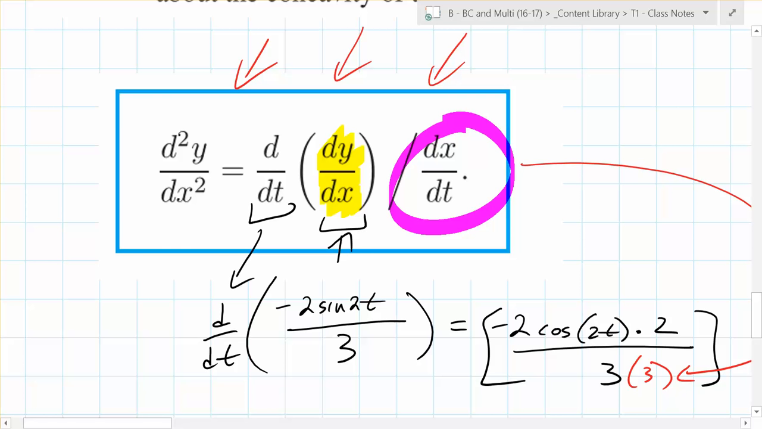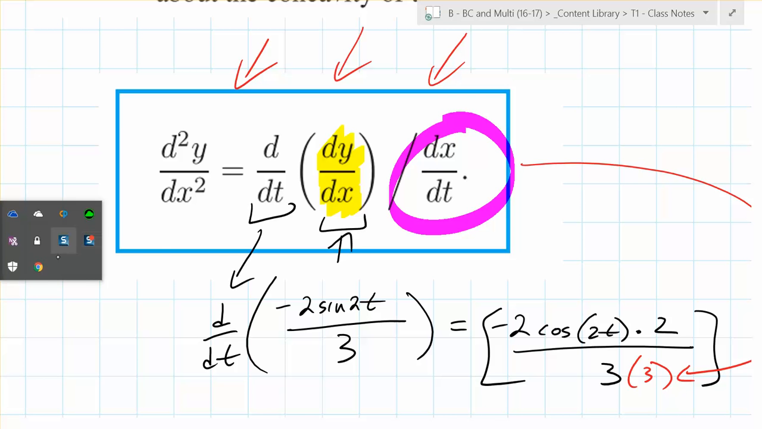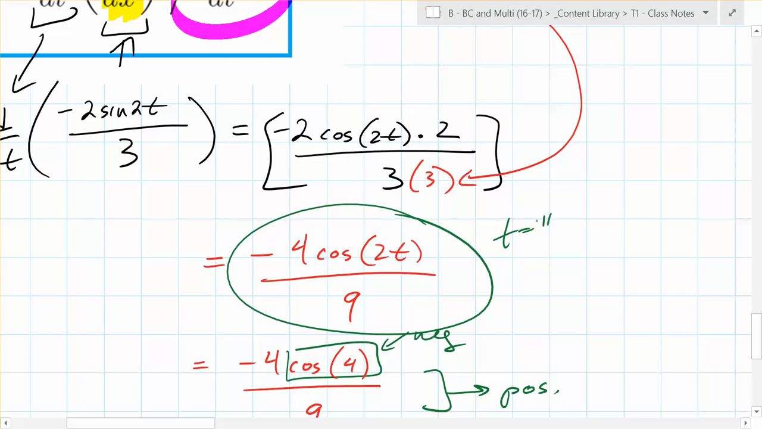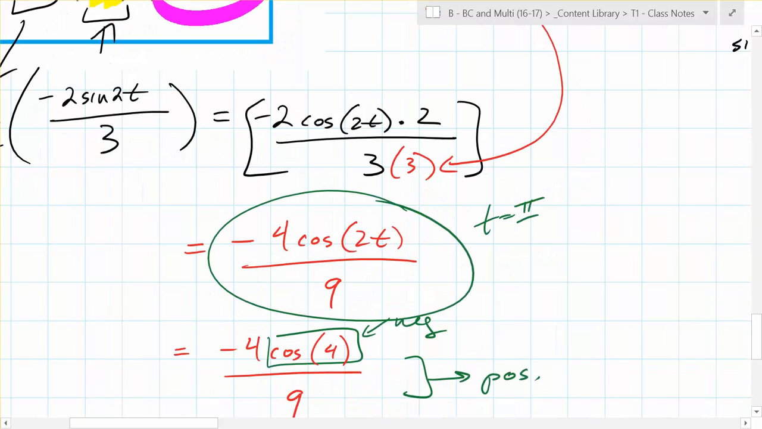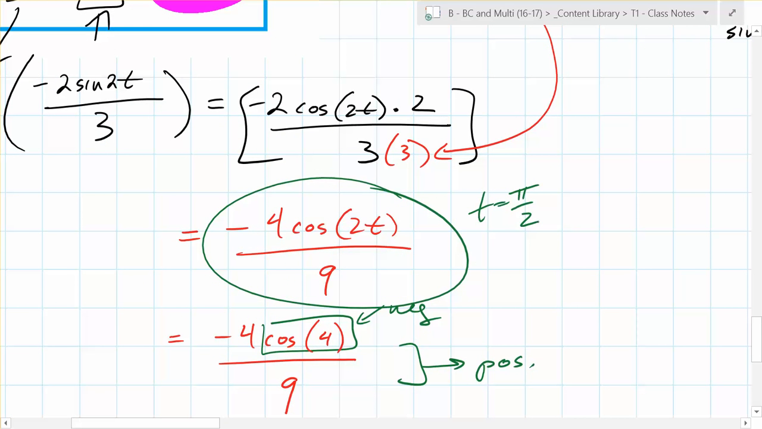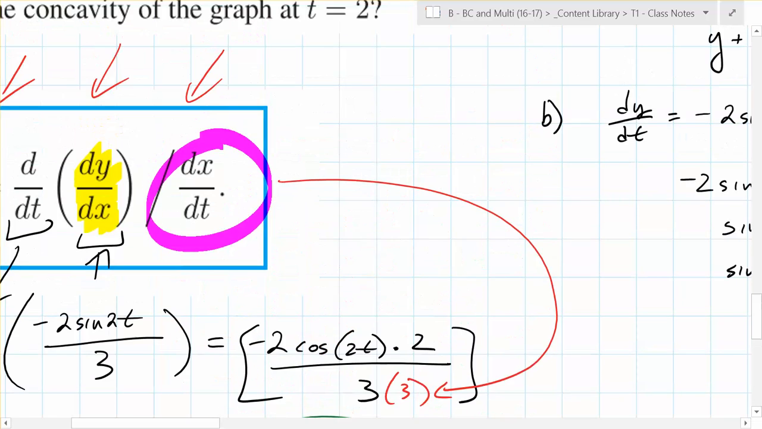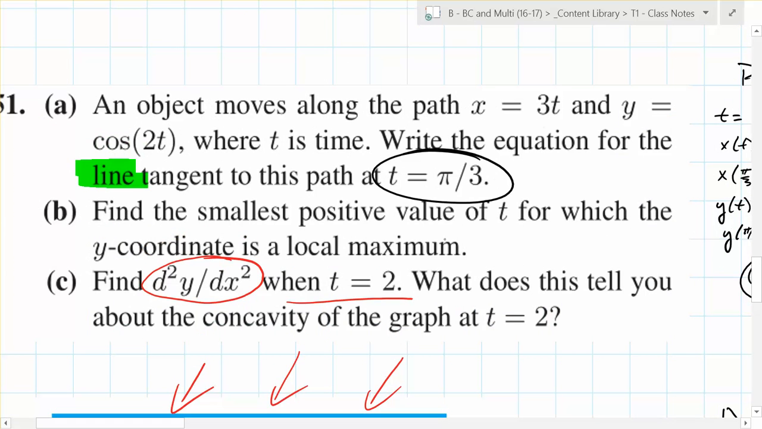Yes, Nam? On B, do you have to check for t equals pi over 3, right? It's pi over 2. Oh, that was the smallest. Yeah, pi over 2. Well, plug in pi over 2, you get cosine of pi. What's cosine of pi? Negative 1. Negative 1 times, oh, it's going to be positive. It's concave up, so it's going to be a minimum. So our answer of pi over 2 was actually a minimum, so we need to go further. That's a really good thing to check.